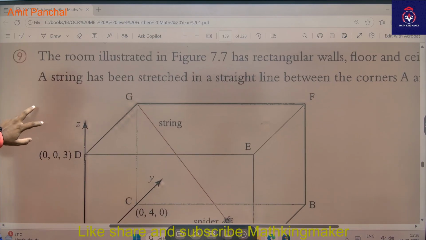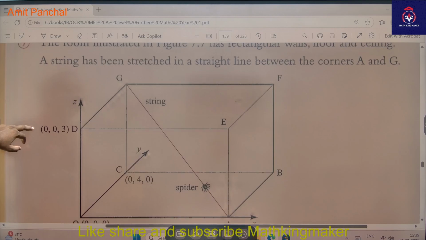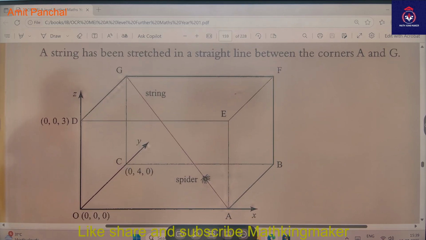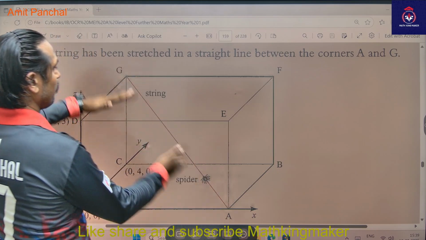Now do the ninth question. The room illustrated in figure 7.7 has rectangular walls, floor and ceiling. A string has been stretched in a straight line between the corners A and G. These are the corners A and G.